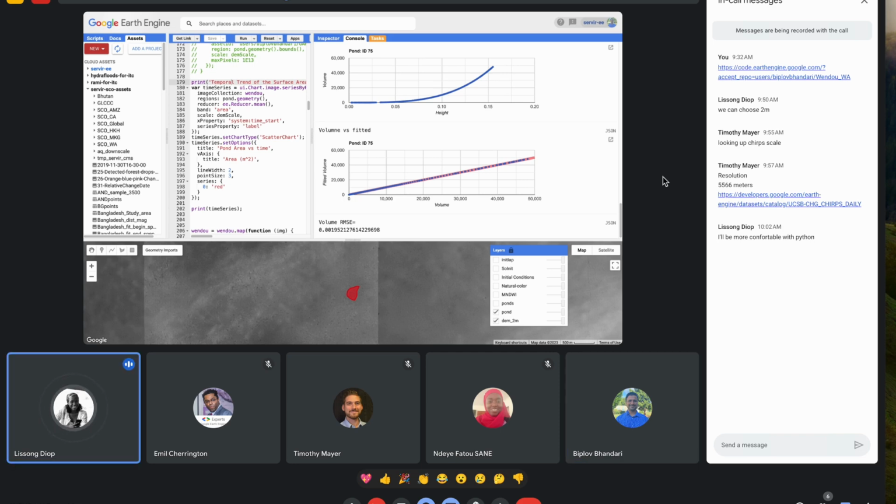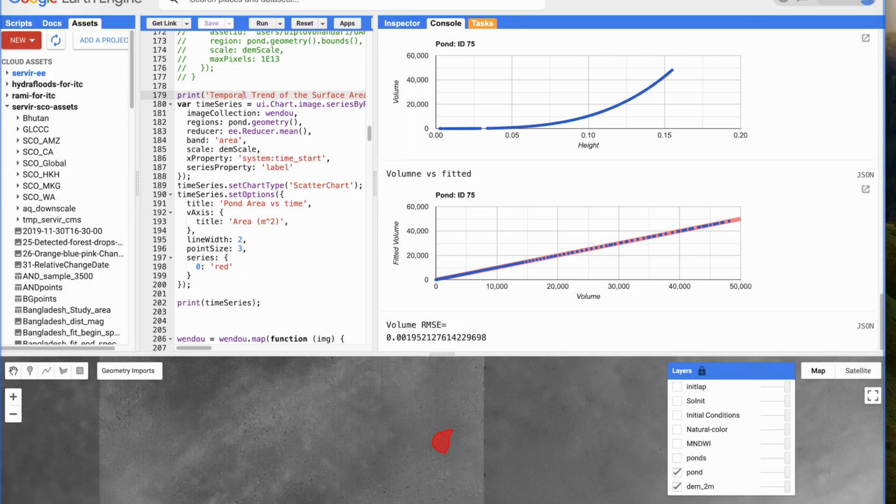Biplov, yes. Hi. Can you explain more in the details how you do the fitted volume and the fitted area, please?